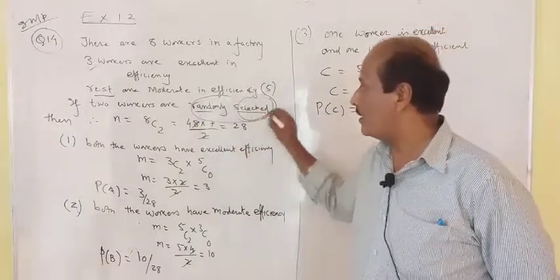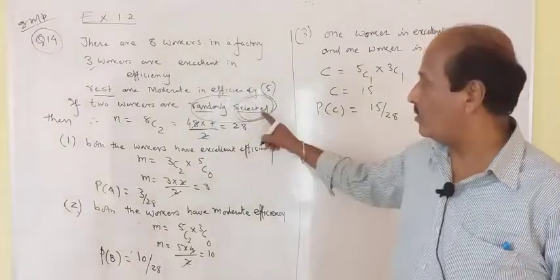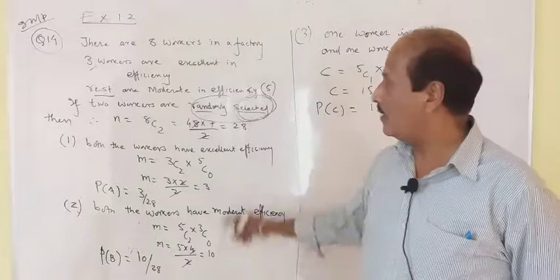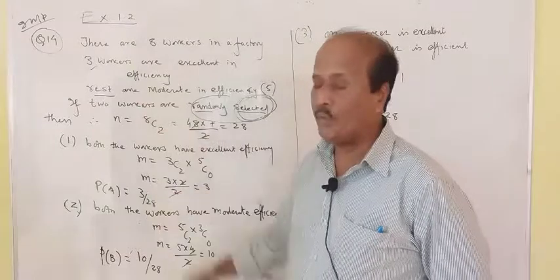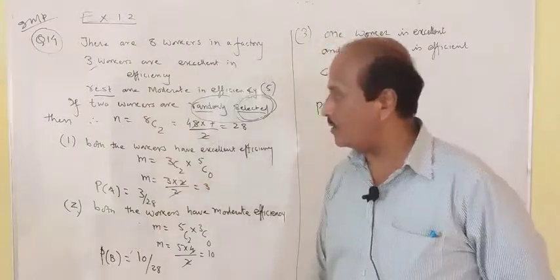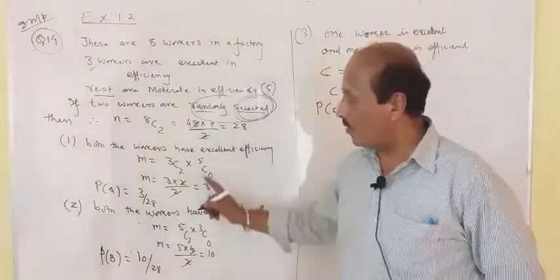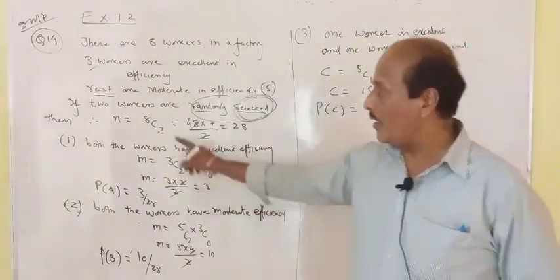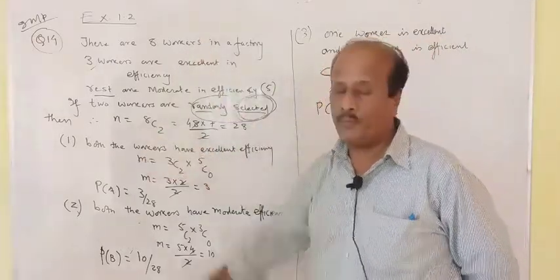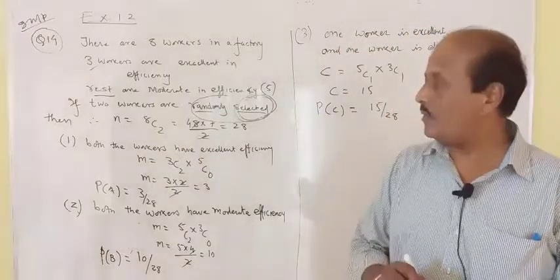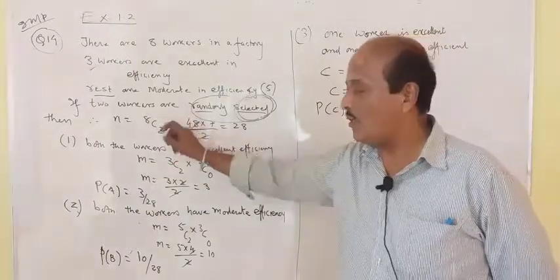See, after reading the question: 8 workers, 3 are excellent in efficiency, the remaining 5 are moderate, and 2 workers are randomly selected. Selected means, remember, in 11th class many times I told you, as soon as the word selected comes, combination comes. Since they are asking you to find the probability of 3 different cases, to find the probability we require M and N. So in general for all 3 parts of this question, N will be 8 members out of which 2 are to be selected. So N will be 8C2, 8 combination 2.